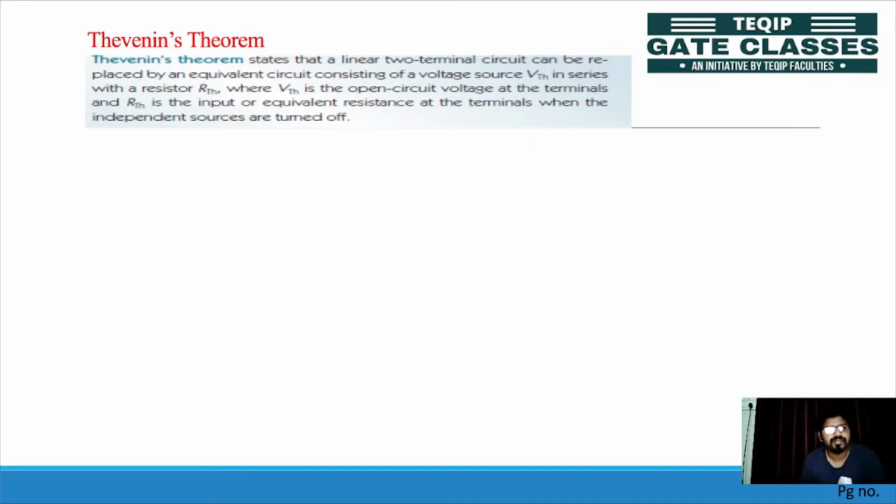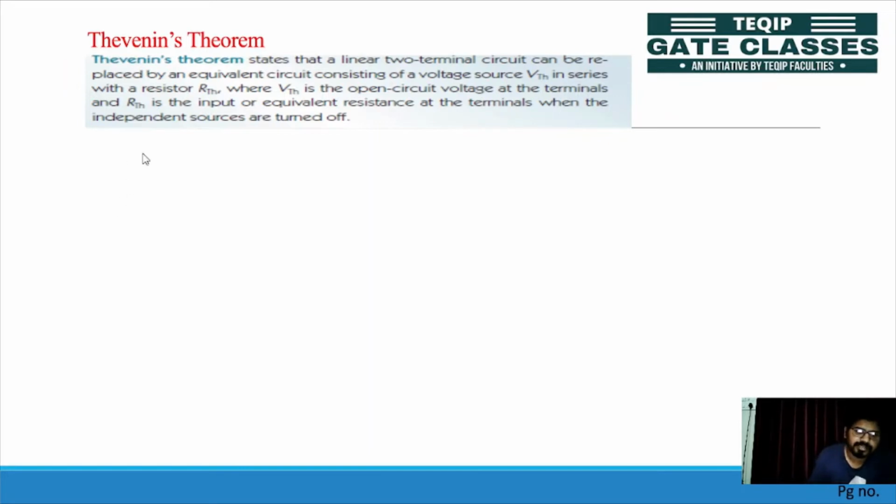So what is Thevenin's theorem? Thevenin's theorem states that a linear two-terminal circuit can be replaced by an equivalent circuit consisting of a voltage source VTH in series with a resistor RTH, where VTH is the open circuit voltage at the terminals and RTH is the input or equivalent resistance at that terminal with all independent sources turned off.